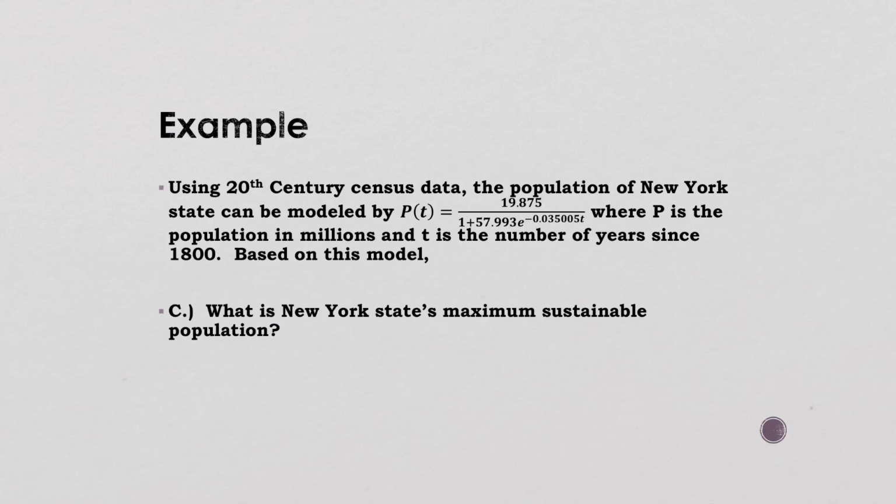Next question, what is the maximum sustainable population? Remember, our limit to growth is this number up here in our function. So the maximum sustainable population is 19.875 million people. Make sure you label things correctly. Go ahead and go through and complete the worksheet for your homework.